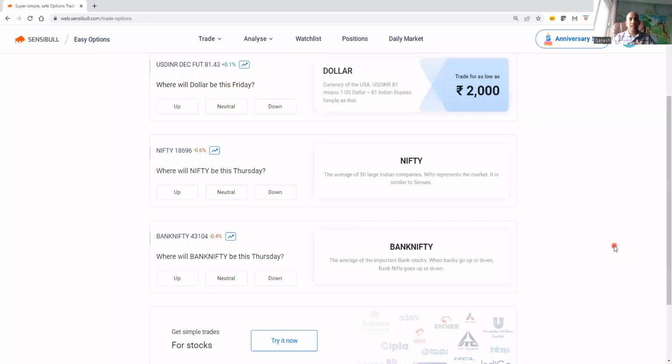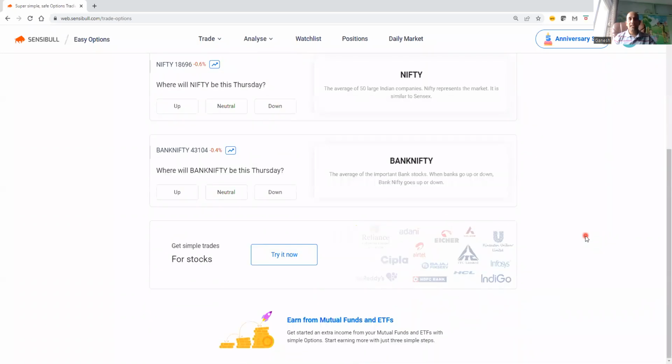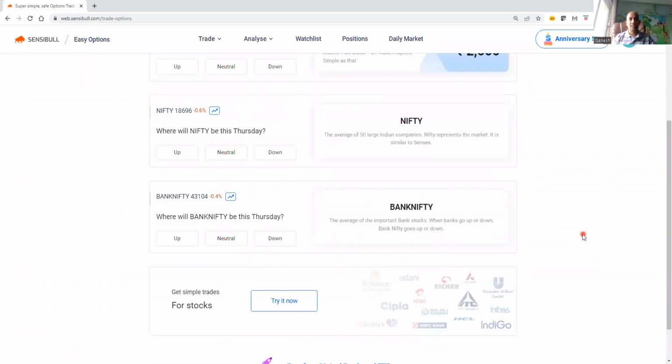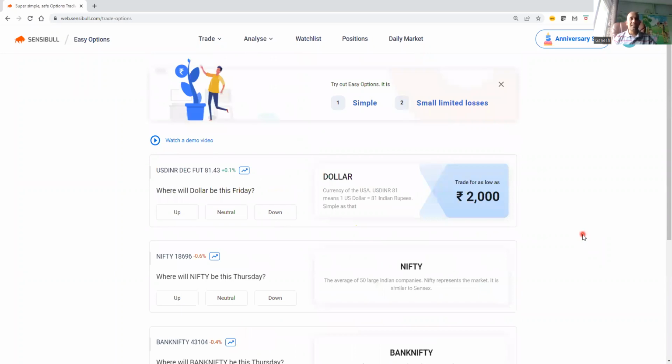I would like to cover important aspects of Sensibull. I don't want to cover everything in Sensibull. Sensibull has a lot of things. If I started covering each and every point, maybe time is not sufficient. So I would directly take you through what is actually required for us to understand. Then from there we can explore.